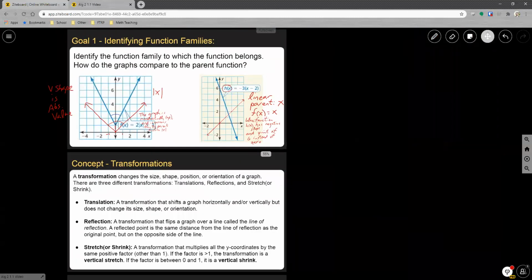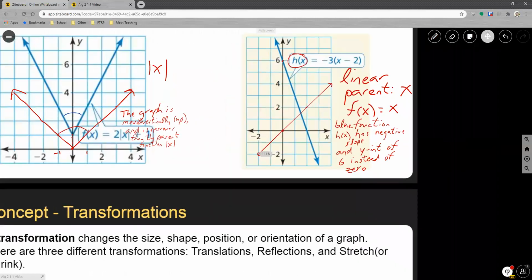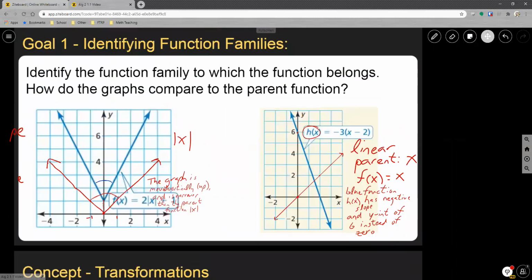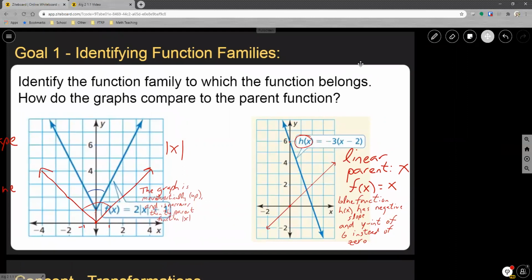So that is our first goal in this class, is to be able to discuss what function family a function belongs to, and then compare the function to the parent function of that family, and describe that difference.